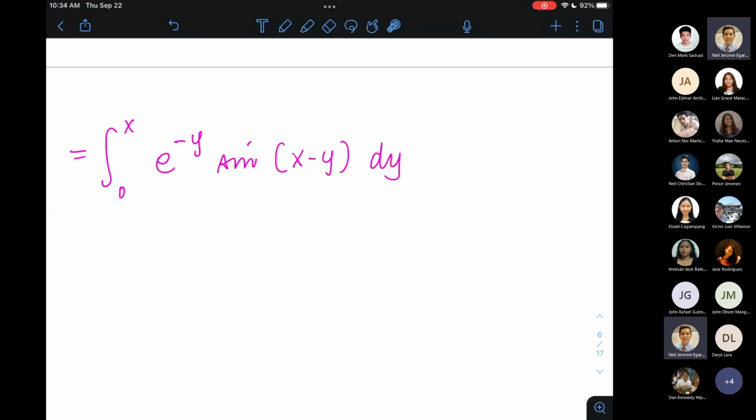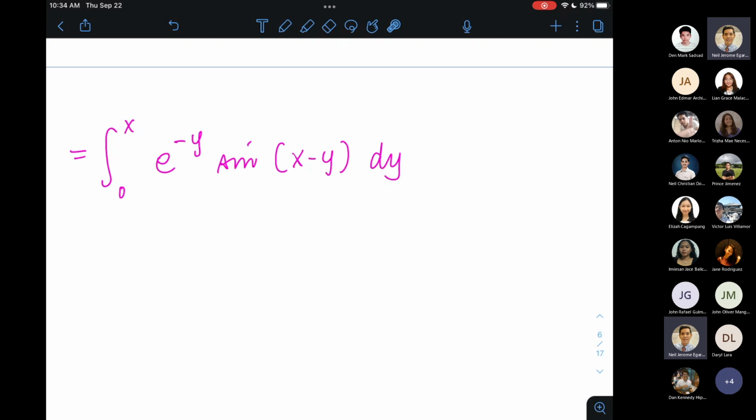So meron kang product ng dalawa. Tapos yung... Yes. Thank you, Denmark. Integration by parts. Trisha, you also said integration by parts. Yes. We need to integrate by parts here. Actually, hindi lang once. Kailangan ko mag-IBP twice.